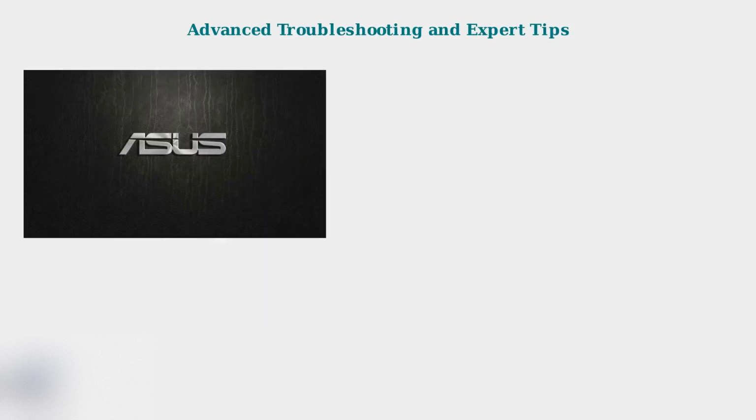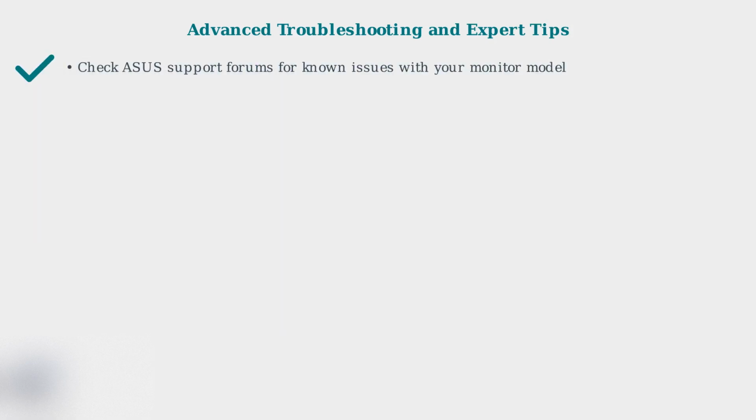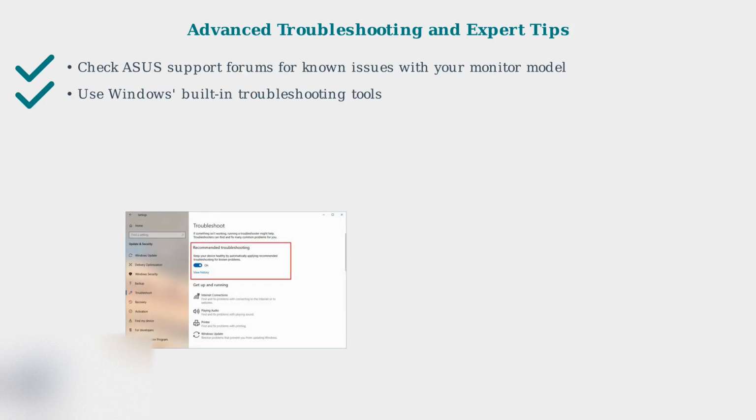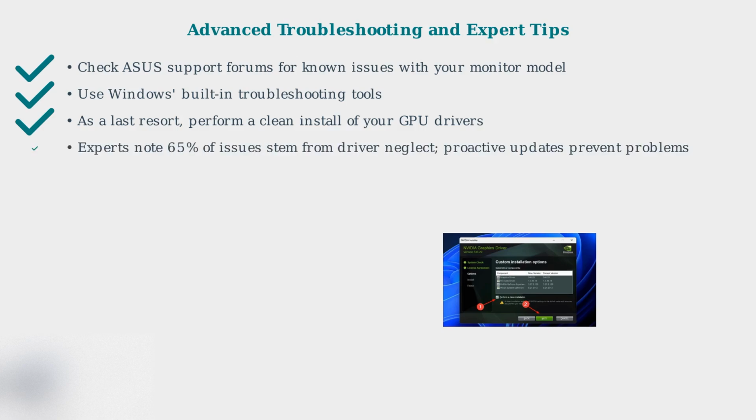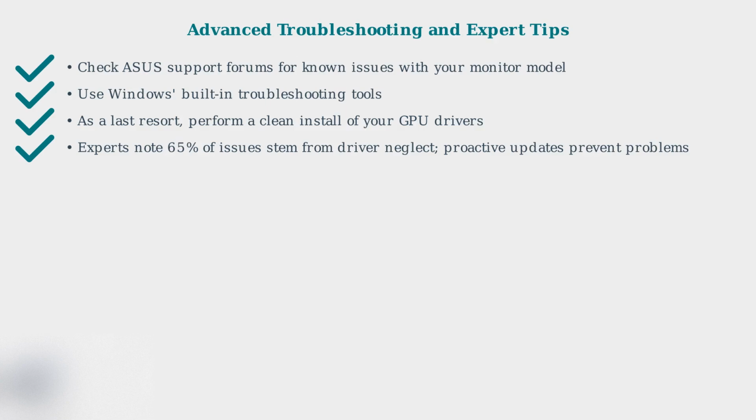If basic troubleshooting steps haven't resolved your ASUS monitor connectivity issue, these advanced tips can help. First, check ASUS support forums for known issues specific to your monitor model. Community discussions often reveal solutions for common problems. Next, utilize Windows' built-in troubleshooting tools to automatically detect and fix display-related problems. As a last resort, consider performing a clean install of your GPU drivers to eliminate any corrupted files causing connectivity issues. Remember, experts indicate that 65% of ASUS monitor connectivity problems result from user-end driver neglect. Implementing proactive updates can prevent future issues.